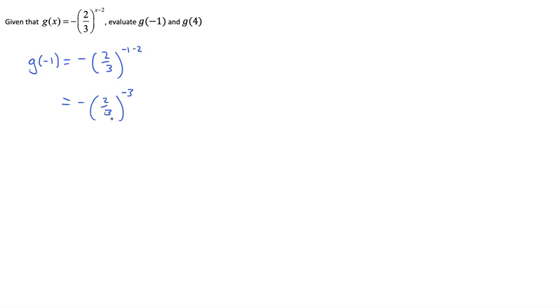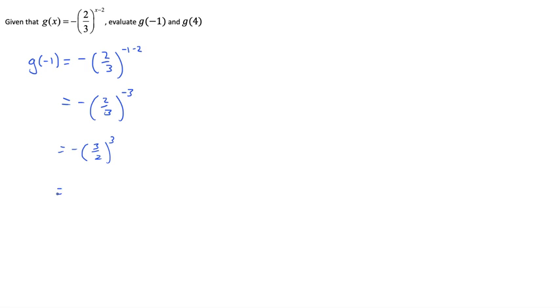Well, what's the reciprocal of 2 over 3? That's going to be 3 over 2. So if we change this, remember, every action has an opposite reaction. If we take the reciprocal of the base, the exponent becomes positive. And now we should be able to calculate this value.